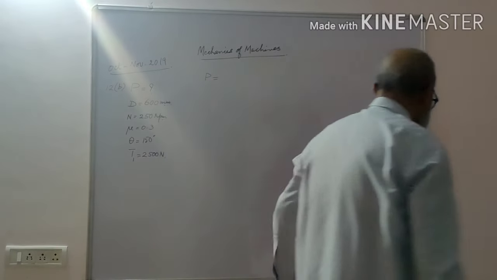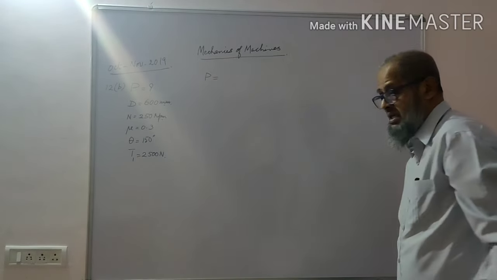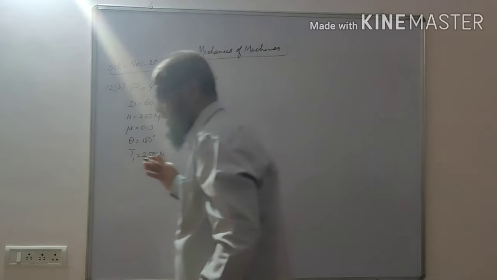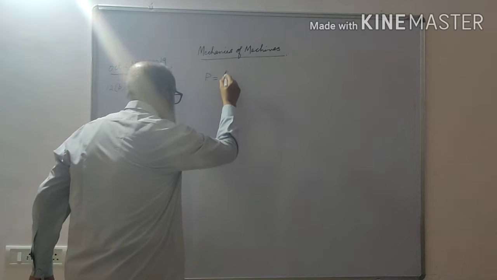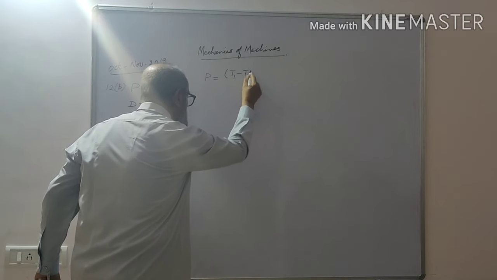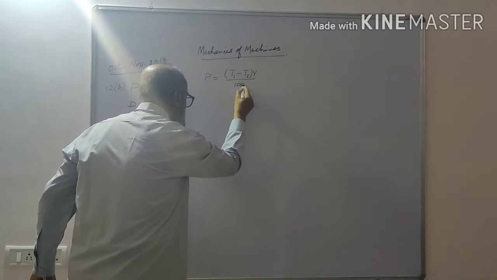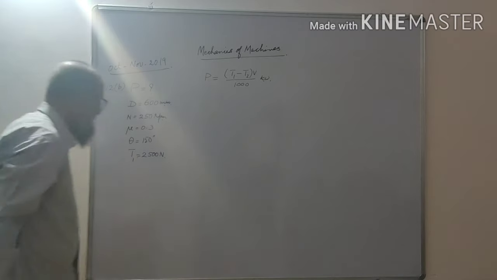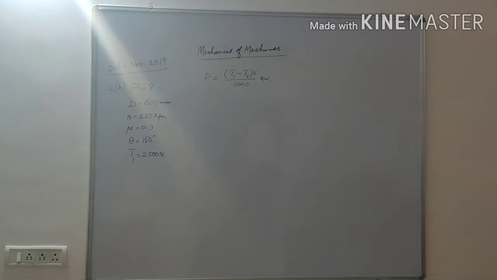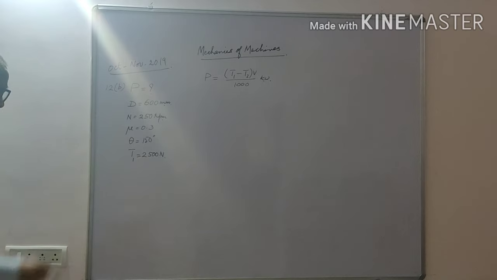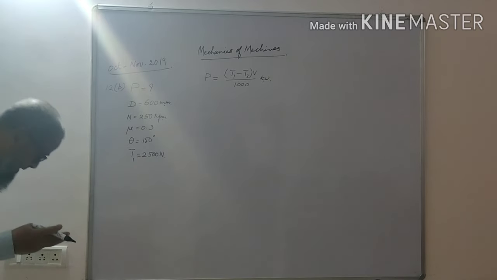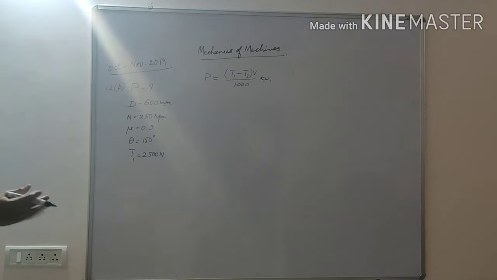Now, here the centrifugal tension is to be neglected. We are not going to take centrifugal tension into consideration. So, if centrifugal tension is not considered, then the formula for P is (T1 minus T2) into V divided by 1000 kilowatts. This is the formula. Now, I know T1. I don't know T2 and V. That has to be calculated before we get P. He has not given centrifugal tension, or the mass of the belt also. Mass is not given, density is not given, so that means centrifugal tension is to be neglected. Therefore, this is the formula to be used.